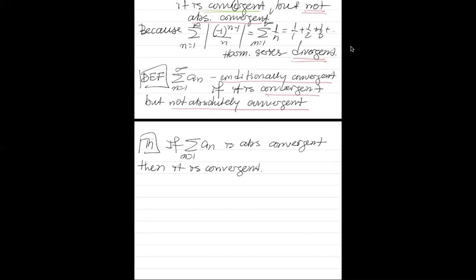Okay, so that means absolute convergence implies convergence, but not the other way around. So the converse is not true. In other words, if you have a convergent series, it may be absolutely convergent or not.